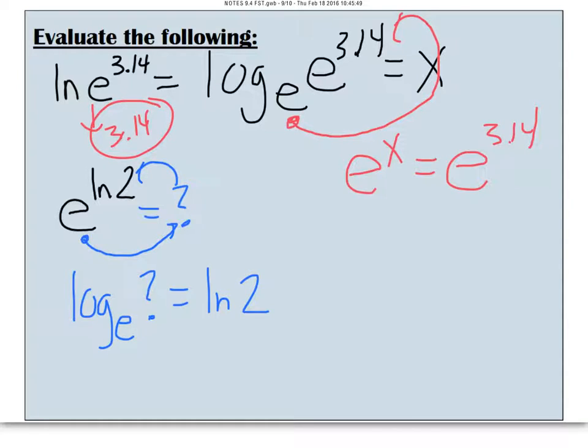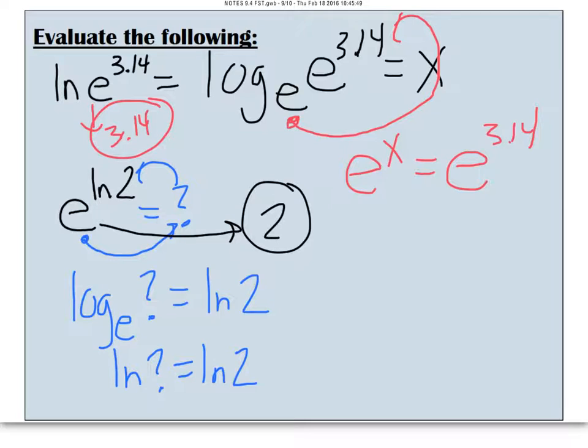Well, wait a second, I know the log base e is natural log, so I can just rewrite this as the natural log of something equals the natural log of 2. Well, these have to be identical, therefore I know my question mark equals 2. That means this value here is the number 2. So when you see something that looks very complicated, and if it's a logarithm, remember, just rewrite it as an exponent. Conversely, if you have an exponent that looks complicated, rewrite it as a logarithm, and hopefully the answer will just pop out in front of you.